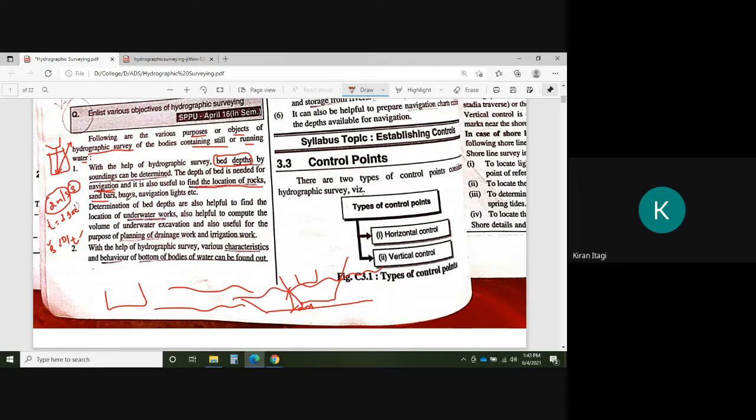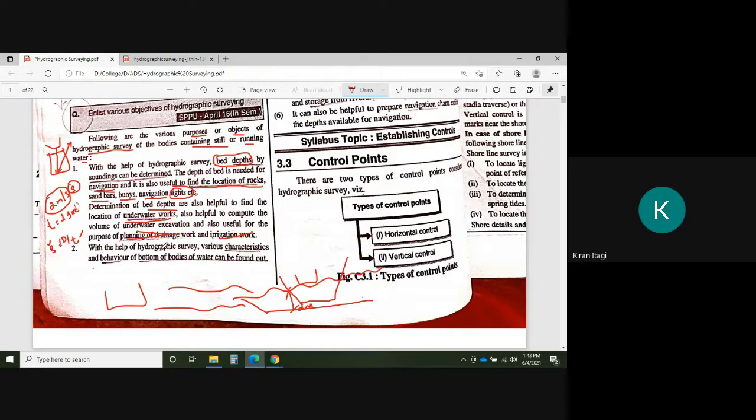Sandbars, ponds, navigation lights, etc. Navigation light is nothing but a lighthouse. Bed depths are also useful to determine underwater works, like construction of bridges. Different types of underwater depths are also helpful to compute the volume of underwater excavation, and are also useful for planning of drain works and irrigation works.